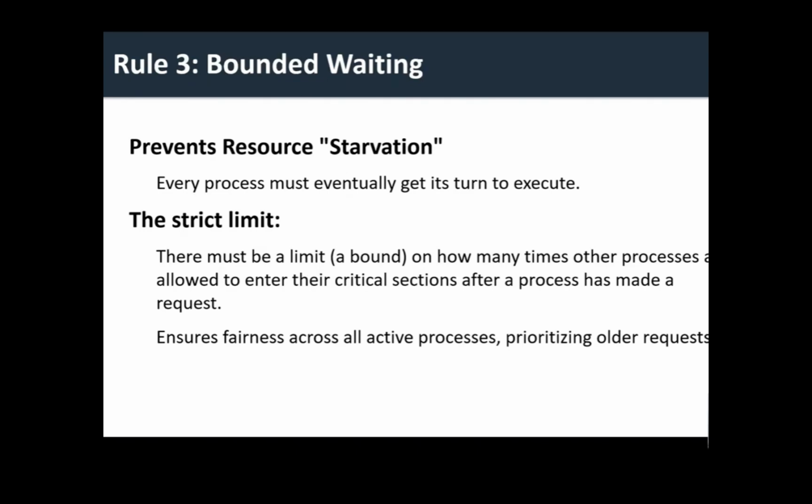If process A is actually waiting for 3 hours, it should get executed. It's kind of starving to execute, right? The bound is how many times other processes are allowed to enter the critical section after a process has made a request. It ensures fairness across all active processes, prioritizing older requests.